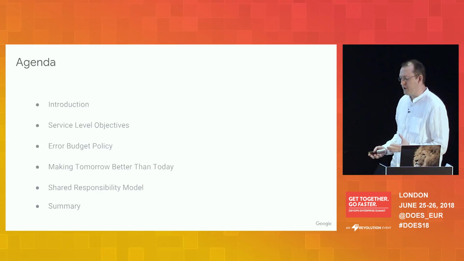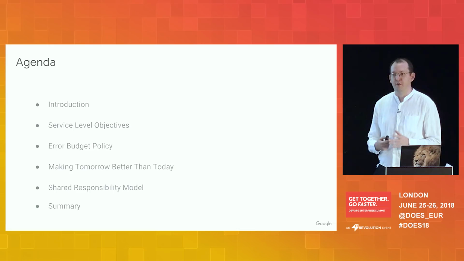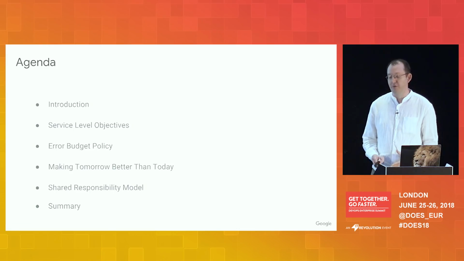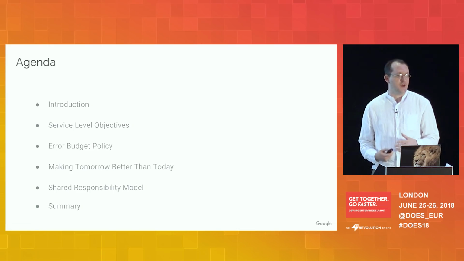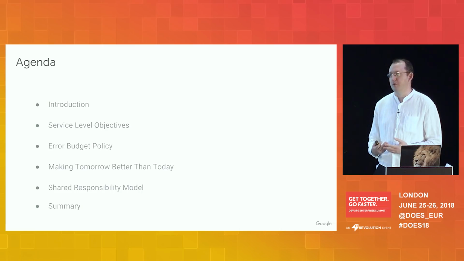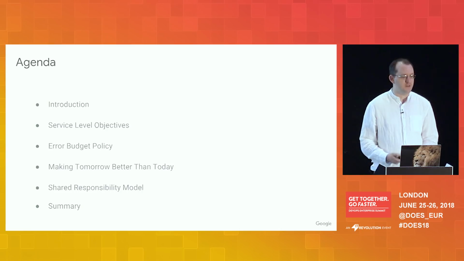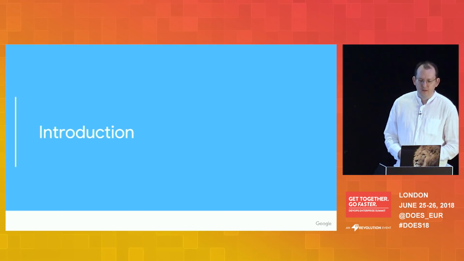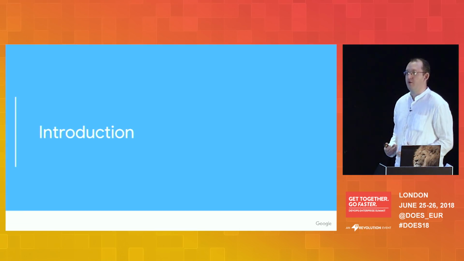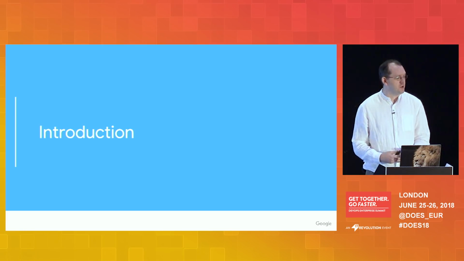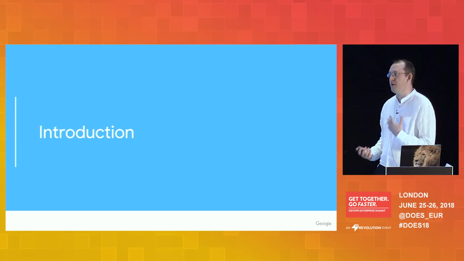This is my agenda for today. I'm going to run through a quick introduction. We're going to talk about service-level objectives, error budget policy, making tomorrow better than today. In essence, I'm going to be taking you through a very quick tour of the principles behind site reliability engineering. But first of all, I really need to give you a little bit of an introduction, help you understand where I'm coming from, where this talk is coming from.